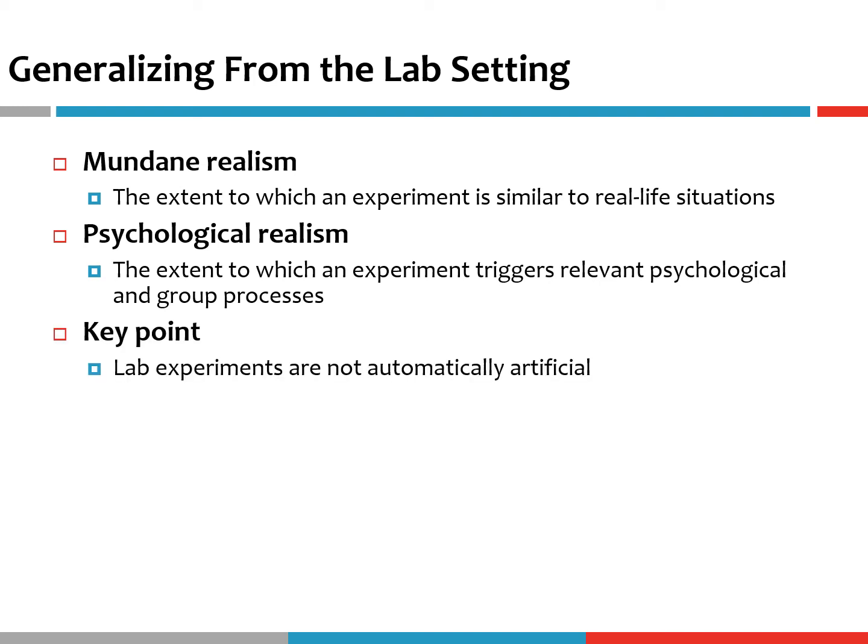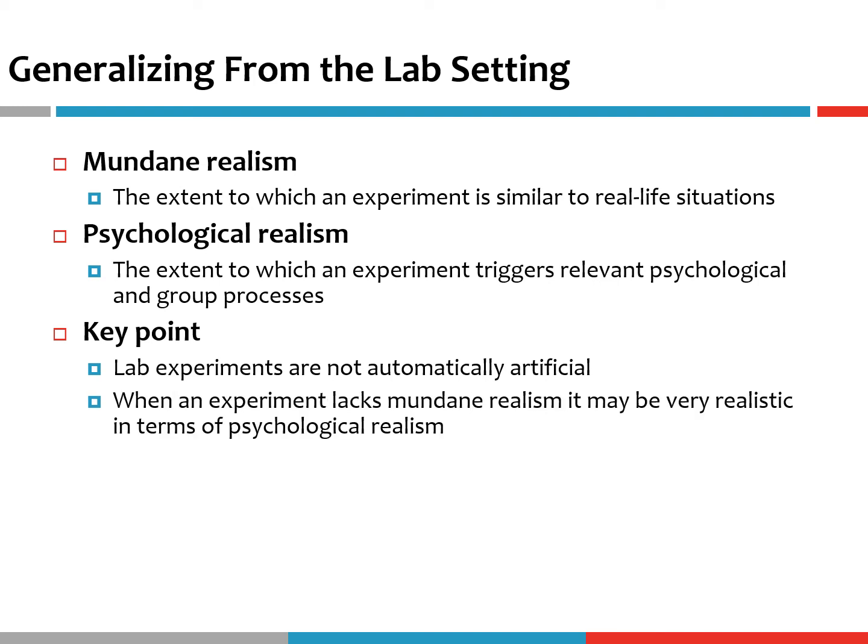Okay, so again, the key point here in this distinction between mundane and psychological realism is that lab experiments are not automatically artificial because they don't take place in the real world. What an experiment lacks in mundane realism, it can make up for in psychological realism, provided the conditions created and the tasks completed mimic the psychological processes that participants would encounter in the real world.